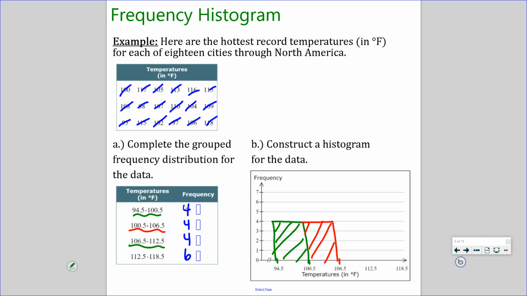106 to 112, 4. 112 to 118.5, 6. Mine looks like Christmas.